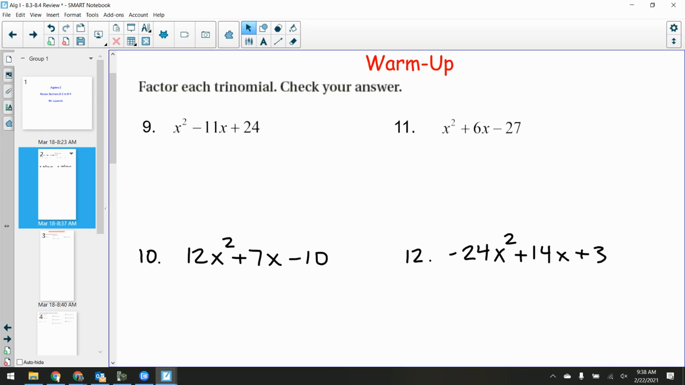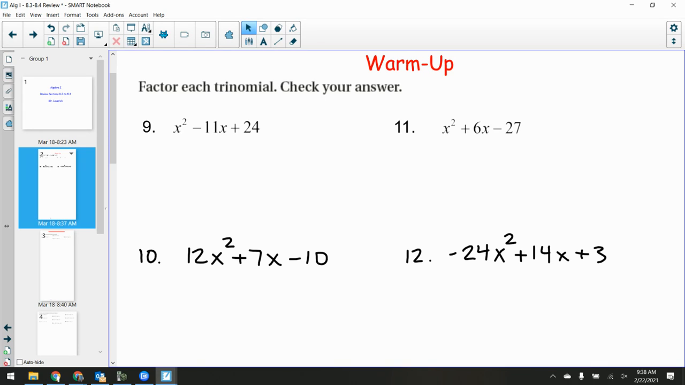All right. So here's what we're going to do. If you're watching along at home, make sure you pause right now and do the warm-up problems if you want some extra practice. And then we'll go over them. Reminder, there's a quiz tomorrow over sections 8.3 and 8.4, second half of class.